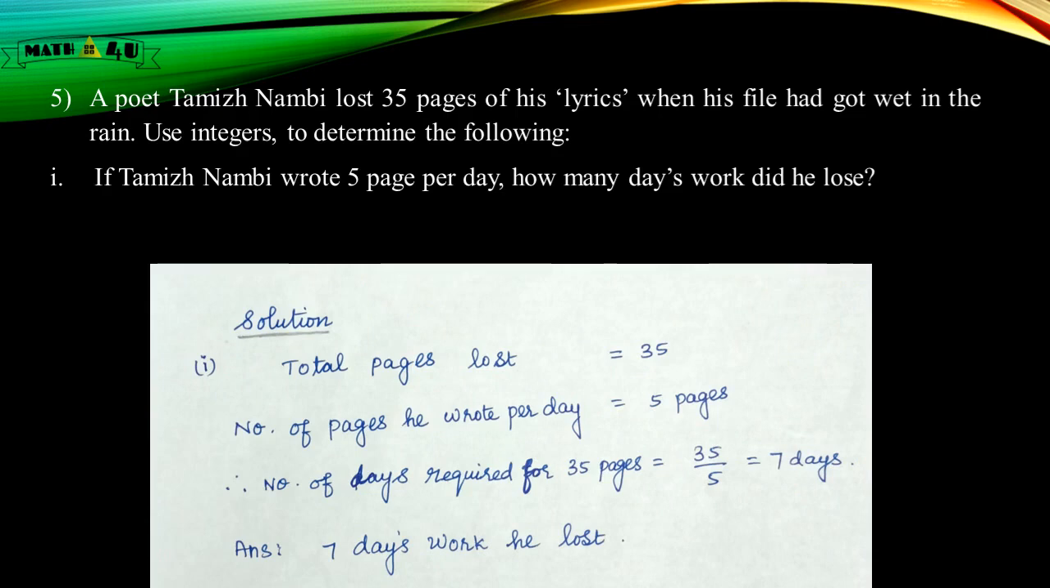A poet Tamil Nambi lost 35 pages of his lyrics when his file had got wet in the rain. Use integers to determine the following. First question, if Tamil Nambi wrote 5 pages per day, how many days' work did he lose? Total pages lost is equal to 35. Number of pages he wrote per day is 5 pages. Therefore, number of days required for 35 pages will be equal to 35 divided by 5. That is equal to 7 days. Answer, 7 days' work he lost.